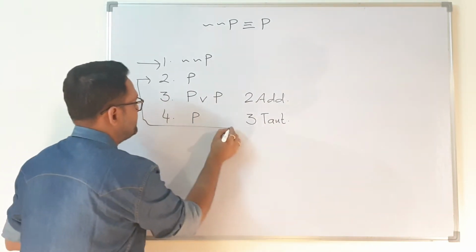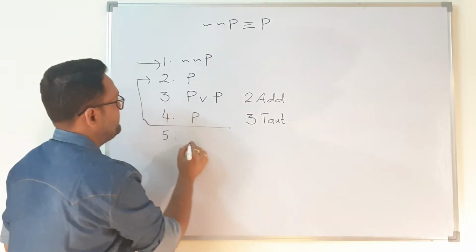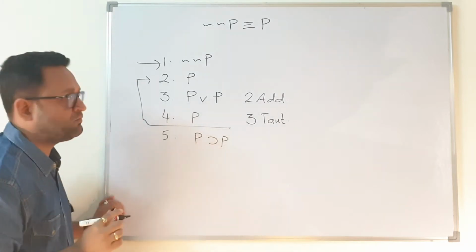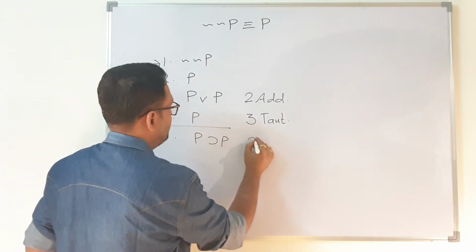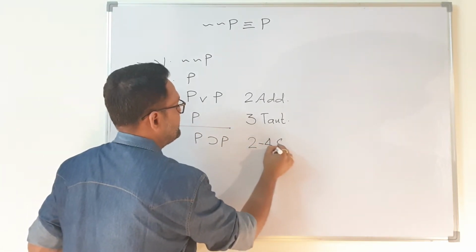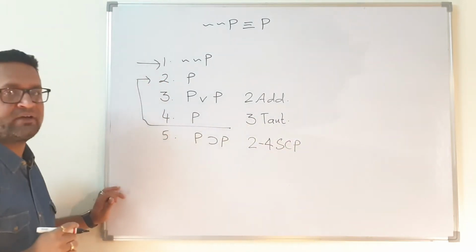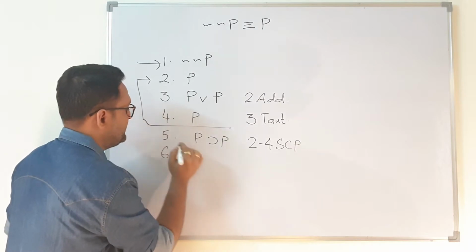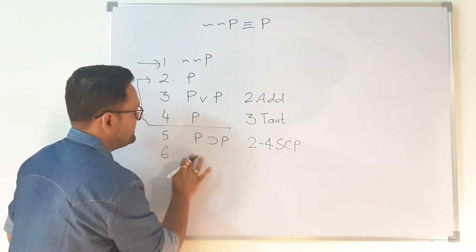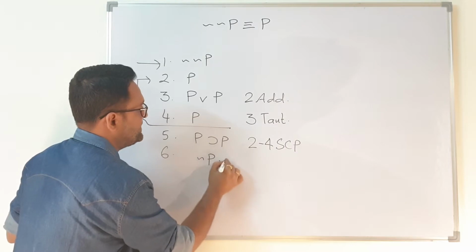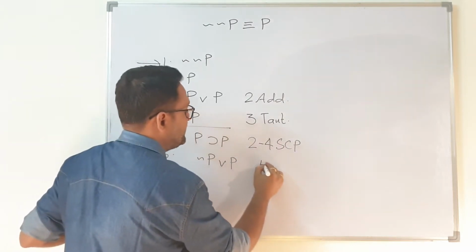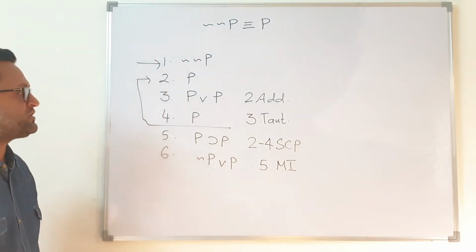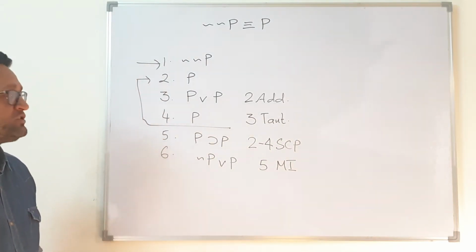Now I put a closure, so it will be P implies P. This is what I will get, from 2 to 4 SCP. So I've got P implies P. Now I will get single negation P wedge P when I apply material implication. So I have applied material implication, and I got negation P wedge P.